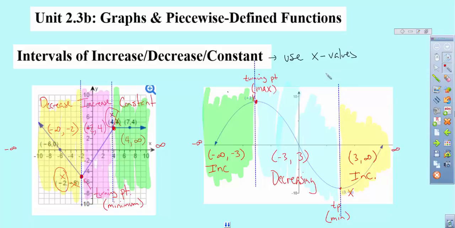So for intervals of increase and decrease, make sure that you use your x values to describe. Now that's really counterintuitive because you're looking at the graph going up and down, which is the y variable, but you're going to tell me in terms of the x variable, which is side to side. So counterintuitive, so be careful, pay attention to that: x values only.